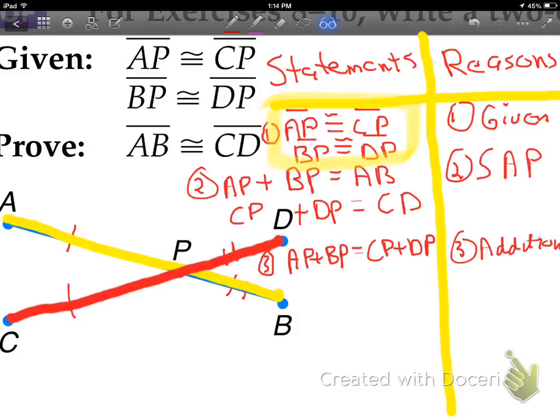Okay, we're almost done. Now, we would like to have AB equals CD, because that's the same thing as saying they're congruent. And if you look, the left side of equation number 3 has AP plus BP in it. Statement number 2 says that AP plus BP equals AB. So I can put AB in its place. That's a substitution. On the right side of statement number 3, we have CP plus DP. And if we look at statement number 2, it says that CD equals CP plus DP. So again, we make another substitution.